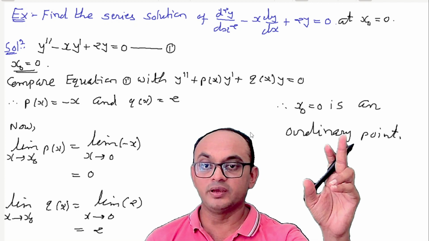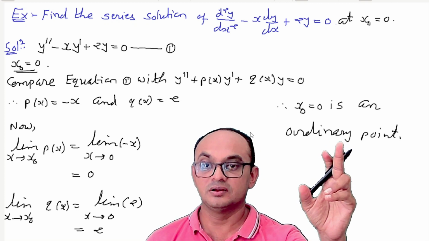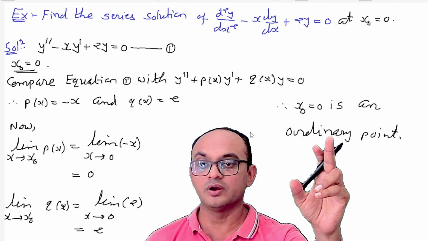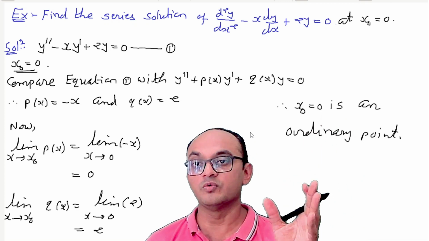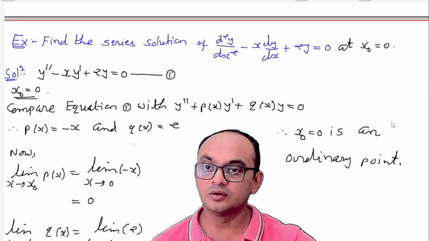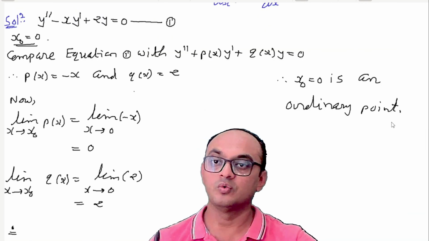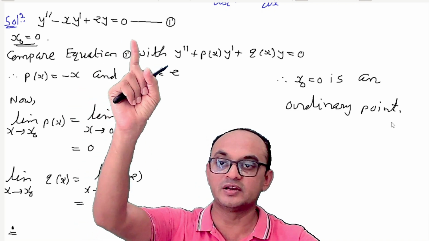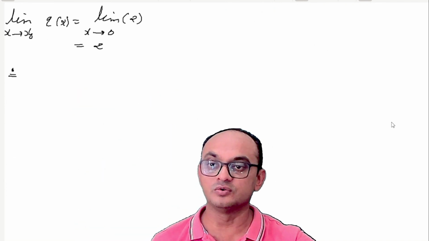The nature of the point is fixed. Right, x0 equal to 0 is an ordinary point. So now we are moving to part B. Okay, so part B, what have we been given? We have been given this equation 1, y double dash minus x y dash plus 2y equal to 0.